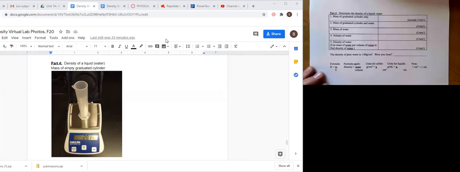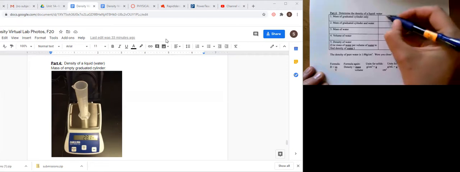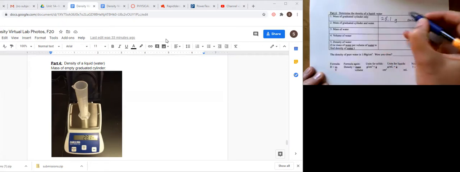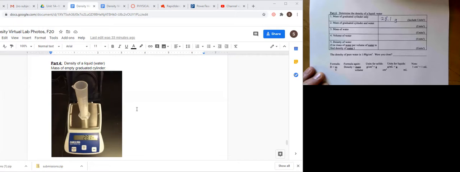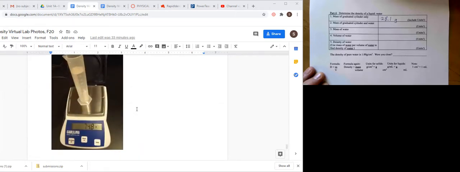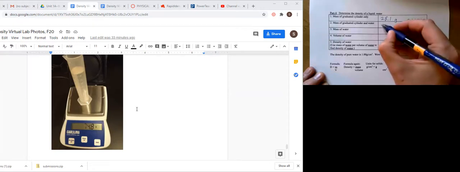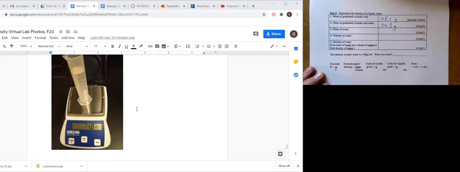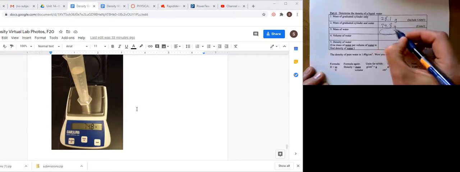First of all, the mass of the container only is 28.1 grams. Make sure you put your units. When the graduated cylinder is filled with water, together the cylinder and the water weigh 74.8 grams. Now we need to subtract to find the mass of the water only. So take 74.8 grams minus 28.1 grams and put your answer here.